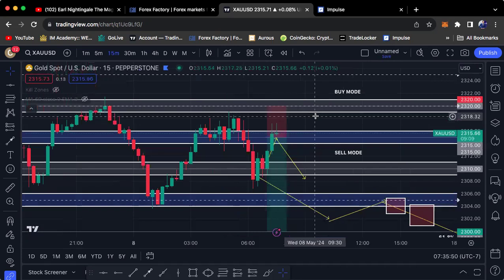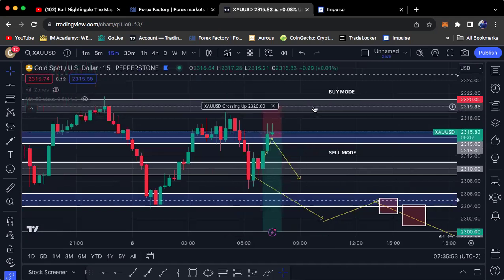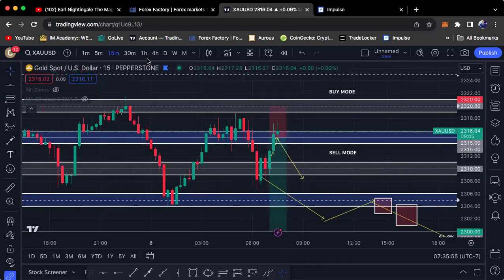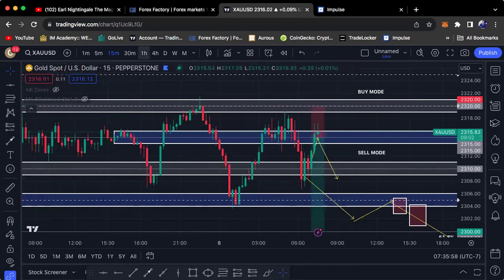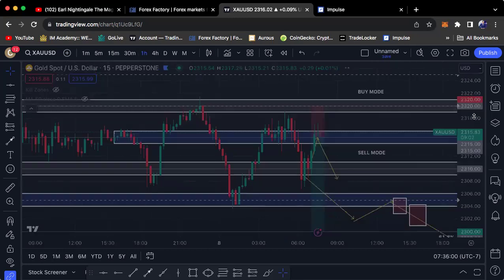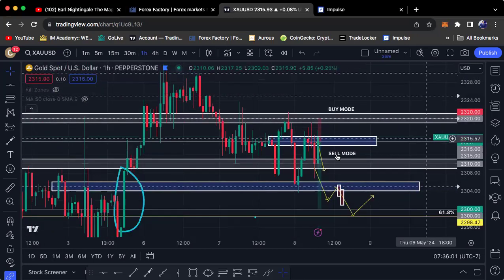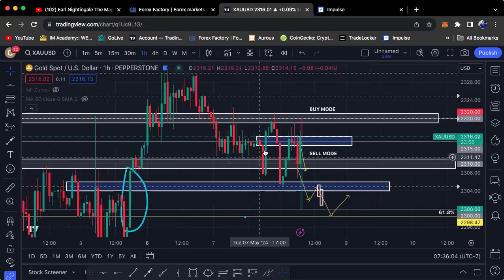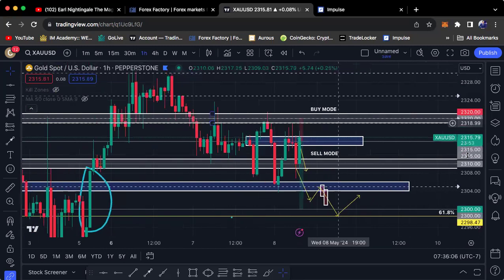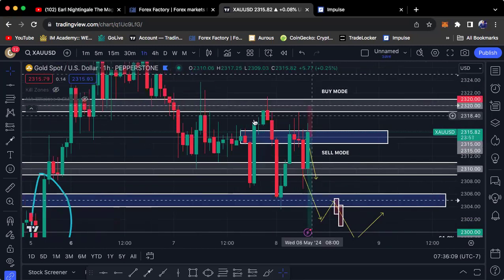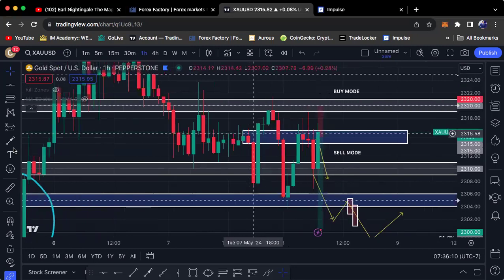But yeah, I'm not taking this right now, because price is just retracing up. But I'm still looking for sells. Right now, price is just on a pullback, right? It may do something like this again. Something similar to this right here.